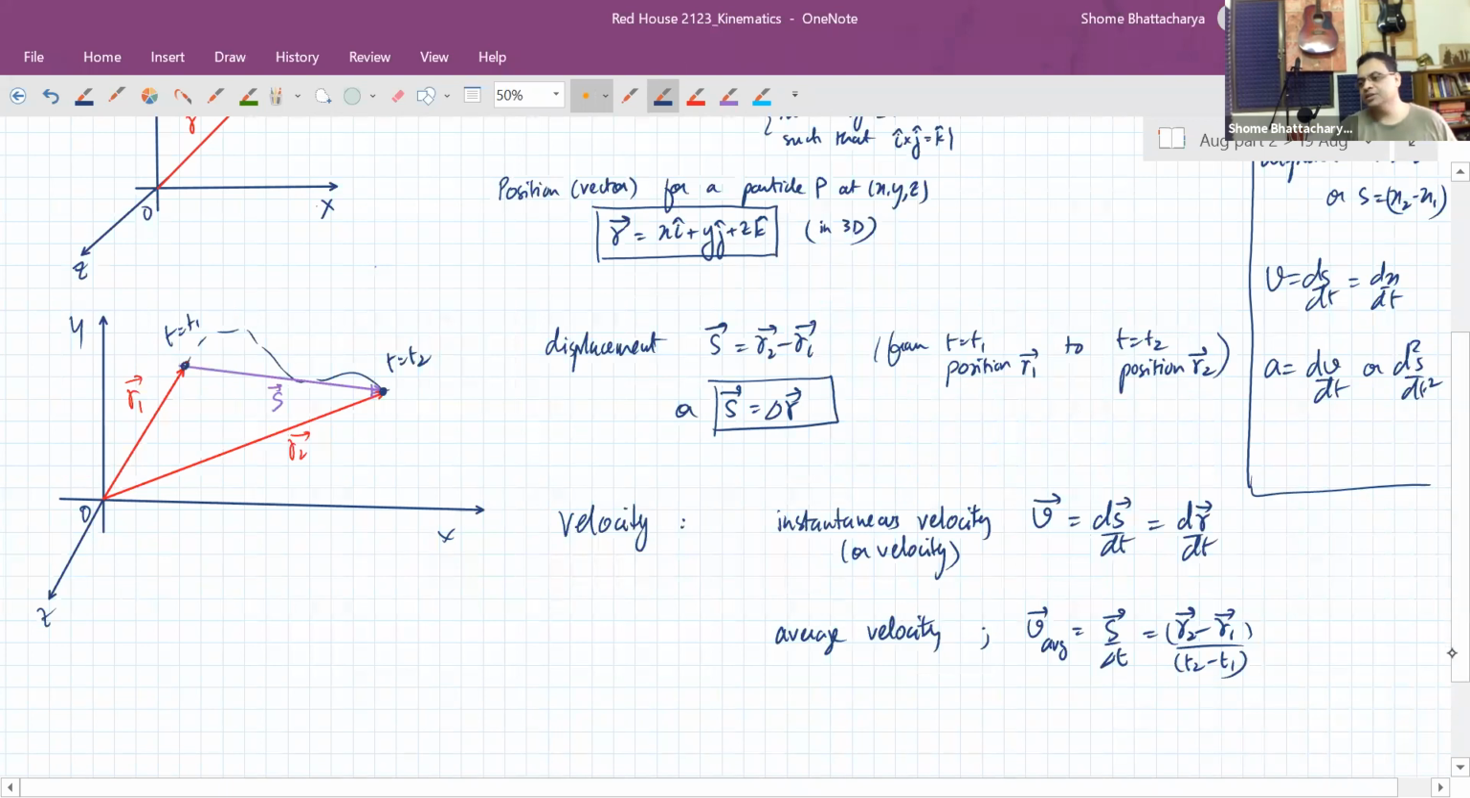Now at this stage, it might be a little bit confusing how we are going to differentiate vectors. So don't worry about that. We'll look at a couple of examples and it will become clear. But let's finish the sequence of definitions first.